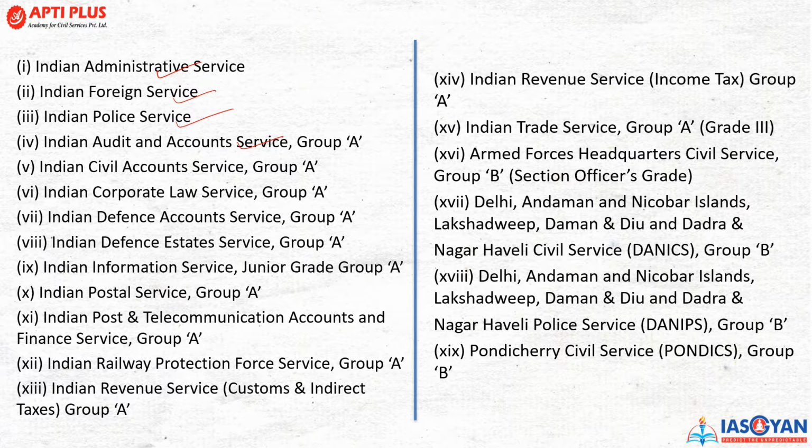These are the Group A services, followed by Indian Civil Account Services, Indian Corporate Law Services, Group A, Indian Defense Account Services, Indian Defense Estate Services, Indian Information Services. This is junior grade, but again a Group A service. Indian Postal Services, Indian Post and Telecommunications Account Finance Services, Indian Railway Protection Force, also known as RPF. You will be deputed as Assistant Commissioner of RPF.